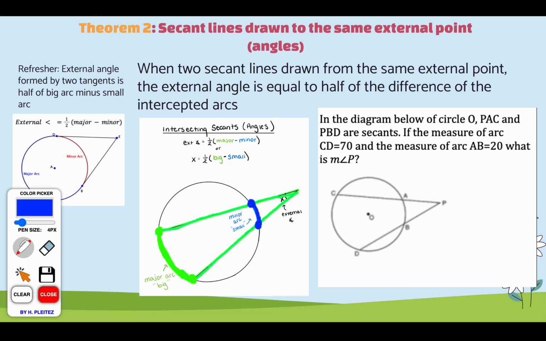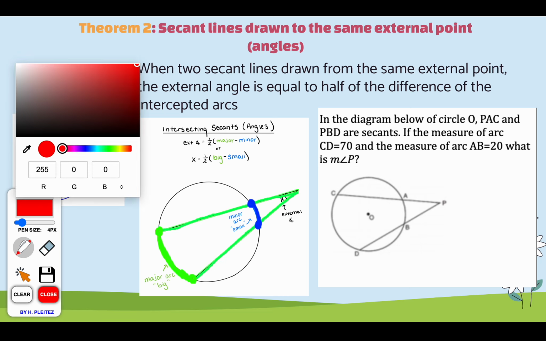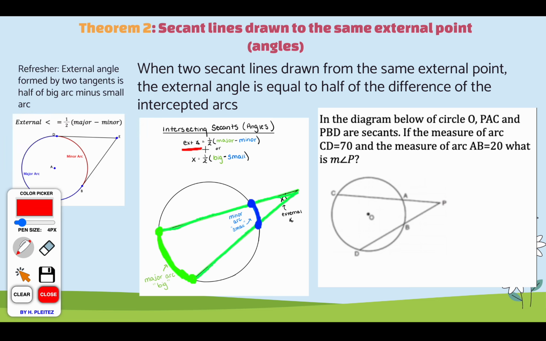So another way that I like to write this, I'll just do x, which is our external angle, is equal to half of the major arc minus the minor arc. And another way you can remember this is that x equals 1/2 of big minus small. So we're trying to come up with easier ways to remember the formulas. When we're doing segments, it's WE. And for this one, I just like to remember 1/2 of big minus small.